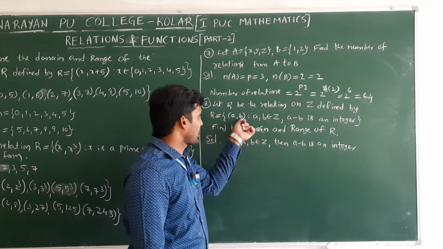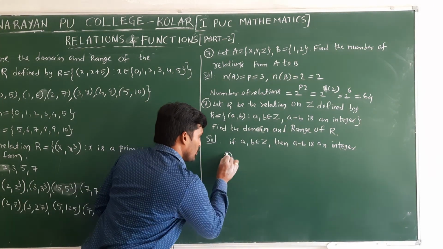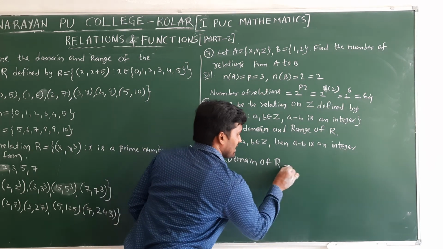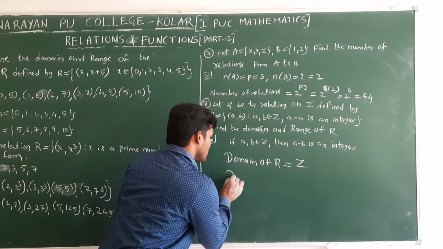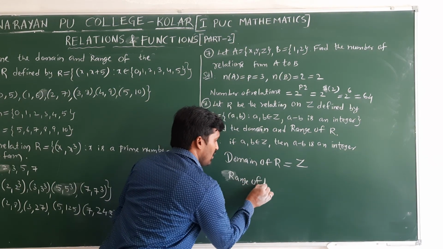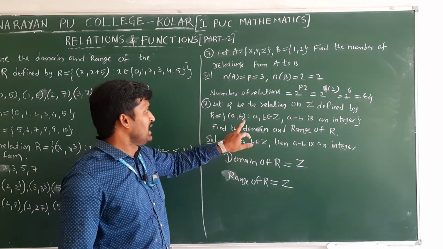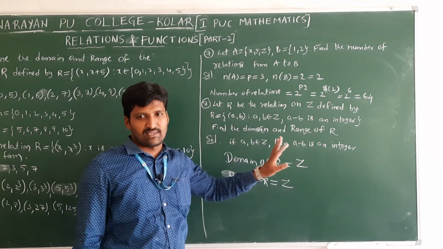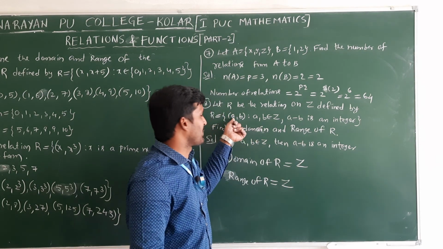Range means the set of second elements only. That is B, which is also integers. That's why the domain of R is clearly the set of integer values. The range of the relation is also Z. Again repeating, A and B two integers means A minus B is also an integer. That's why you will get the set of integers in the first of the ordered pairs.